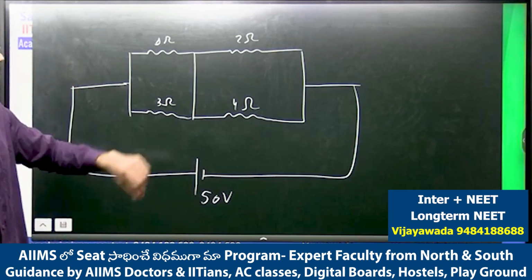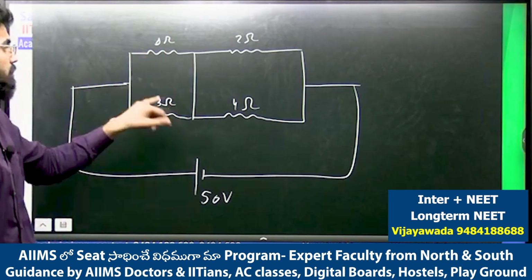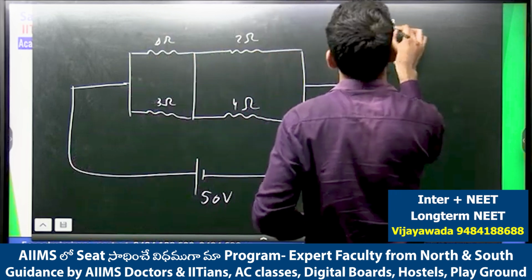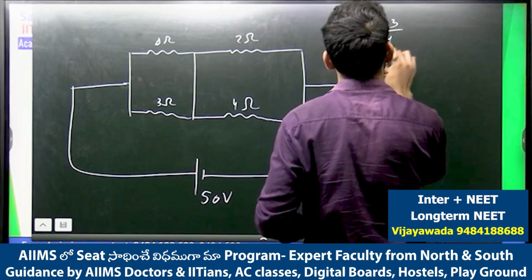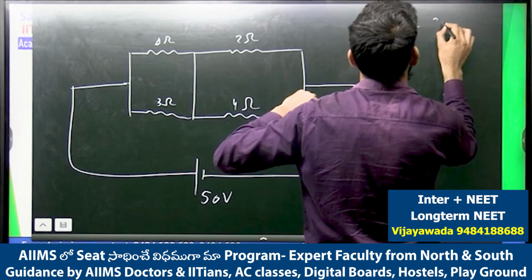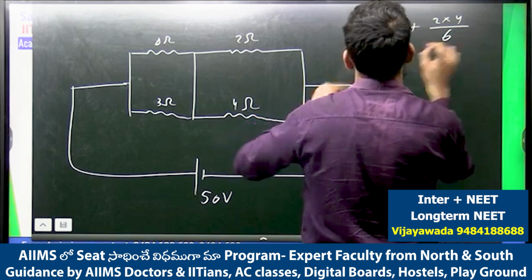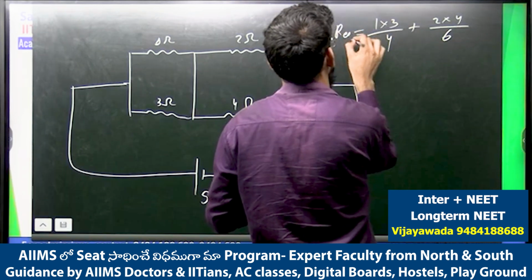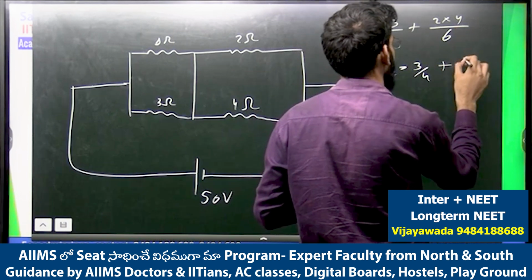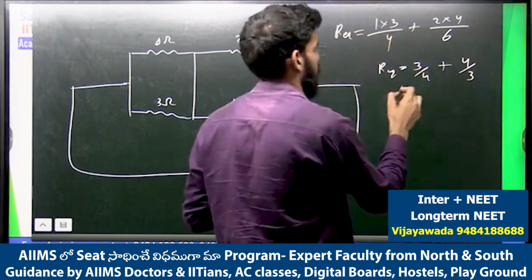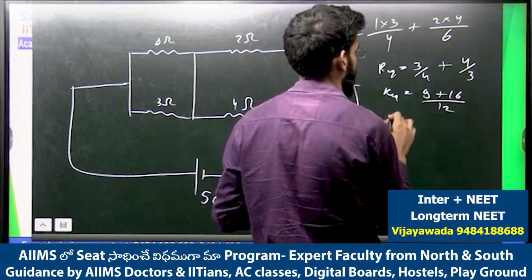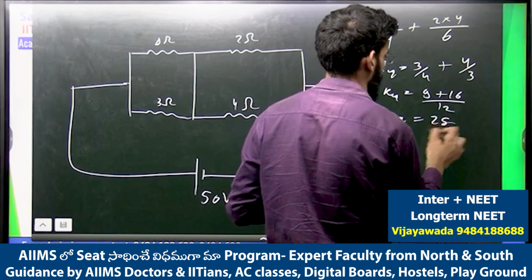50 volt. So the equivalent resistance: these are in parallel. 1 and 3 in parallel means how much? I can say 1 into 3 by 1 plus 3, that is 3 by 4, and this combination is in series with this one. For this parallel combination, 2 into 4 by 2 plus 4, that is 4 by 3. So this is R equivalent. R equivalent will come how much? 3 by 4 plus 4 by 3, that is 9 plus 16 by 12. R equivalent is 25 by 12.